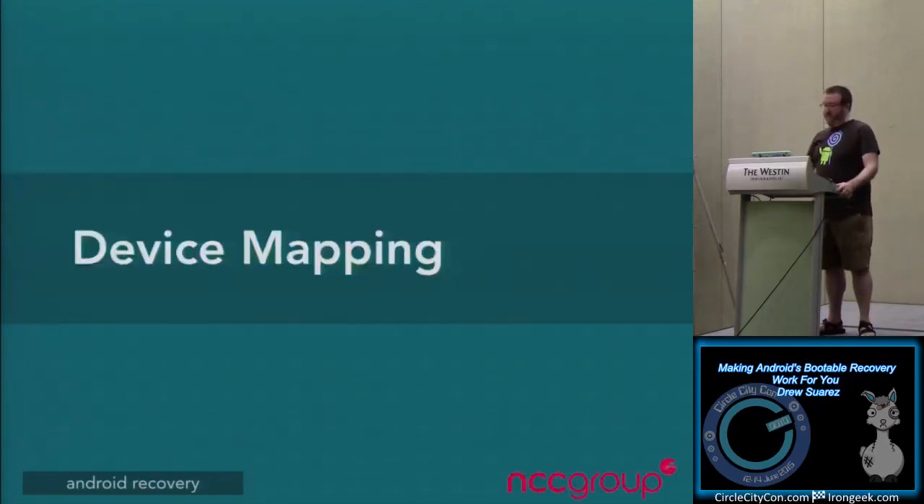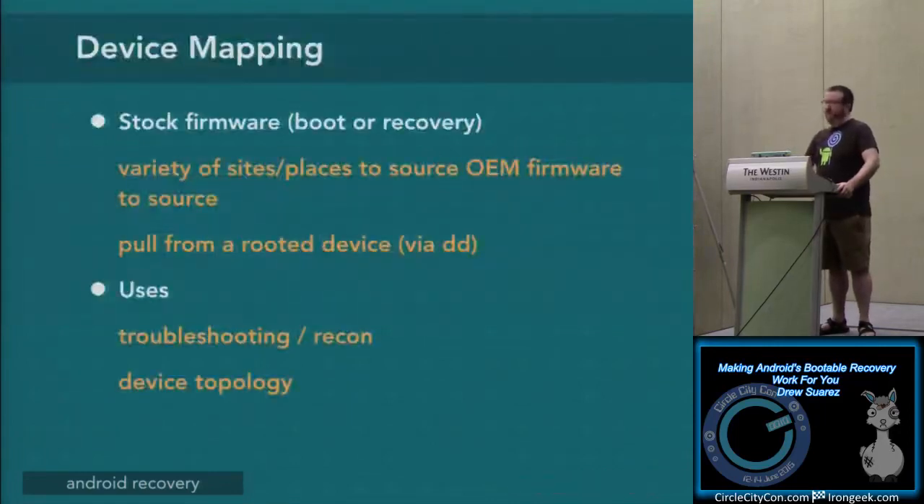So let's learn how to map out a device. The things you'll need to do this: the stock firmware, either the boot image or the recovery image. There's tons of places you can get this stuff online. There's sites dedicated to specific OEMs like Samsung, HTC, Motorola, where you can just get the base image for your device. However, a lot of times that's not always possible, so we need to pull it off the device, which is going to require root to use DD or something like that. And we'll see how that's possible on closed environments shortly.